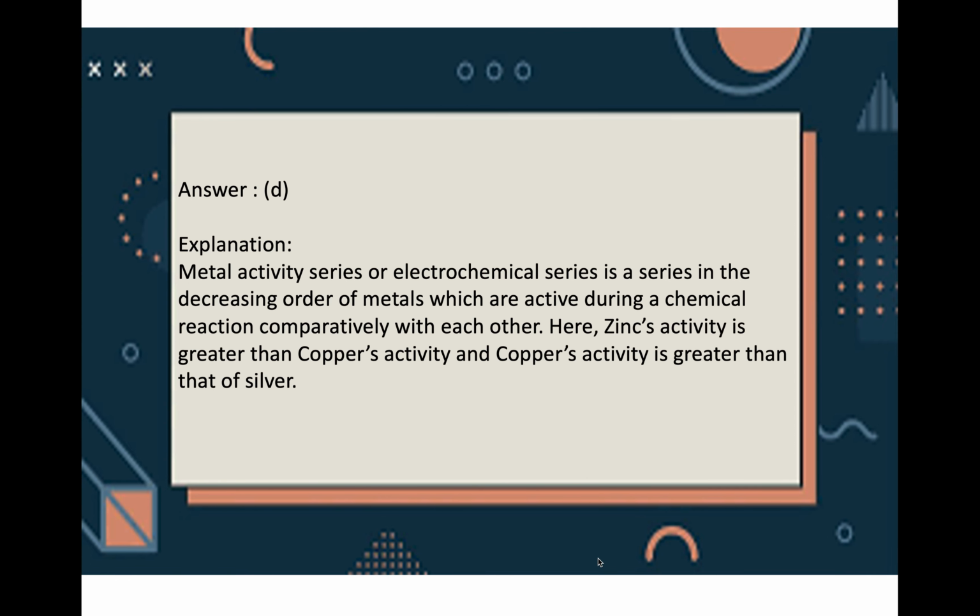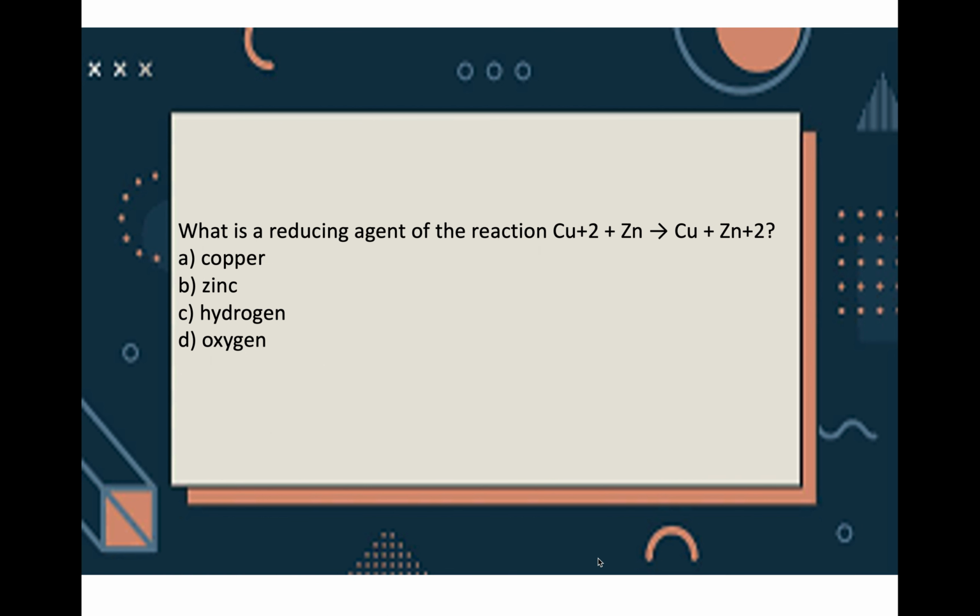So here, metal activity series, you would have studied it before. Now these are called electrochemical series. That is a series in which we write the decreasing order of the metals which are active during a chemical reaction when you compare them with each other. So zinc's reactivity is greater than copper because zinc comes above copper in the series, and copper's activity is greater than that of silver. Okay.